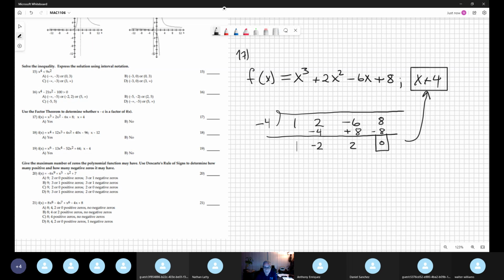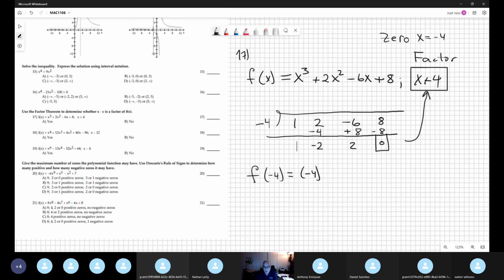Another way is, okay, so you don't remember very well synthetic division, you evaluate at negative 4. So this is the factor. Okay, proof using the factor theorem. But the 0 associated with that factor is negative 4.